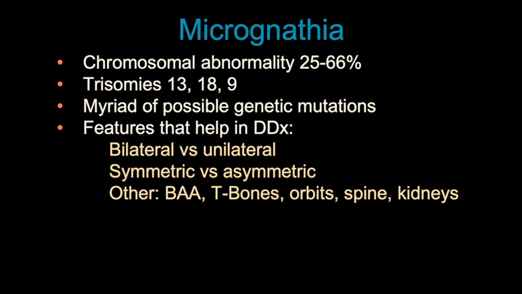Micrognathia is fairly frequently encountered and is often associated with underlying chromosomal abnormalities and a myriad of possible genetic mutations. There are some features that help the radiologist in determining the differential diagnosis. For example, is micrognathia bilateral or unilateral, symmetric or asymmetric? Are there other anomalies affecting the branchial apparatus, temporal bones, orbits, or other organ systems such as spine, kidneys, and heart?